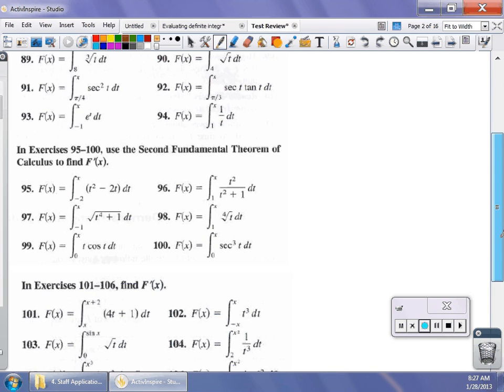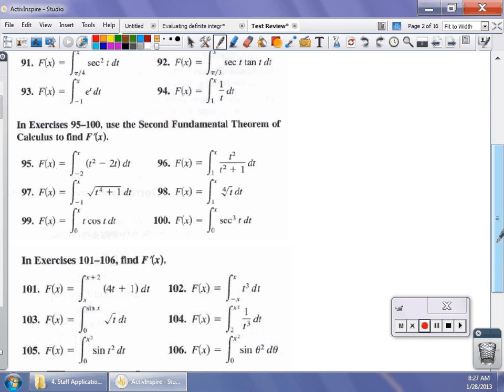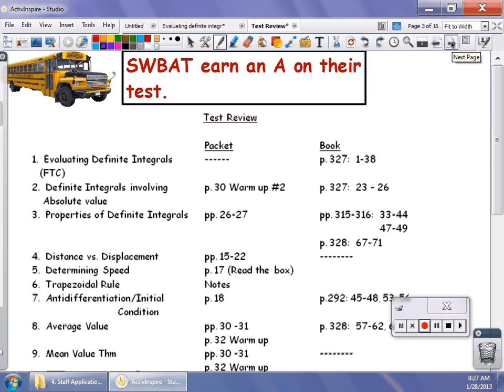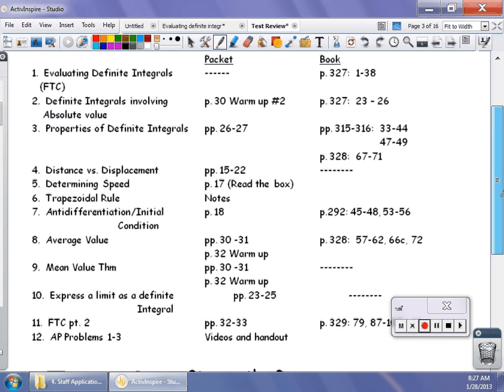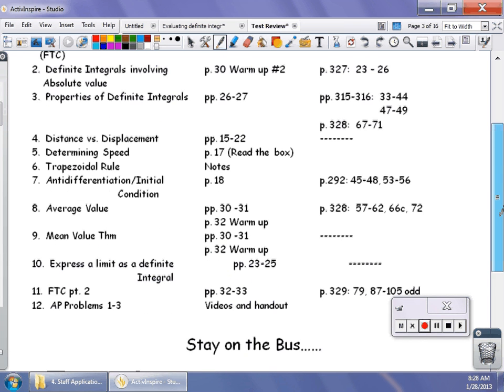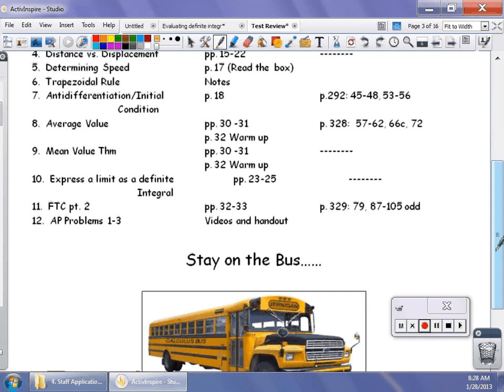These are the pages out of the book. I'm going to look at that in the actual test review. You should have a copy of the topics that are going to be included on the test and where to find those. Make sure that you spend some time focusing on AP problems, and it's not 1 through 3, it's number 1 and 3. Those are the problems that were assigned to you after your exam that you need to study, because those concepts, or problems very similar to those, will appear on your test.